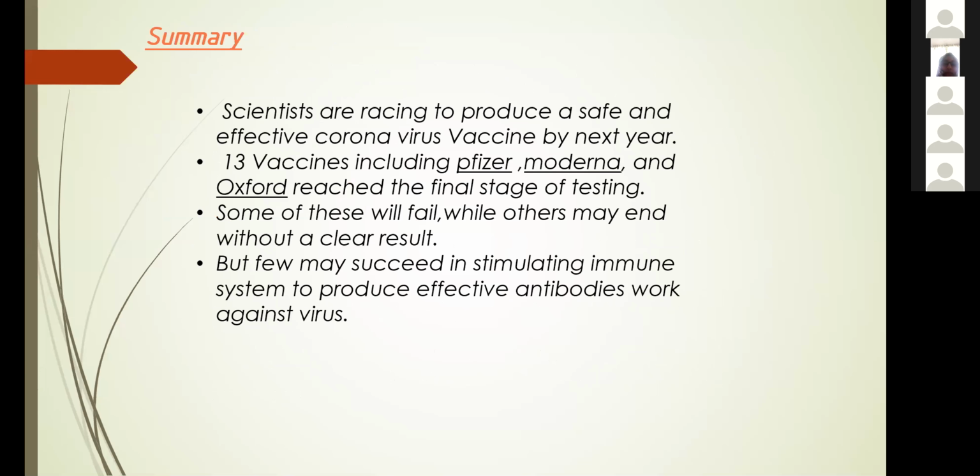Summarizing the topic, scientists are racing to produce a safe and effective coronavirus vaccine by next year. 13 vaccines, including Pfizer, Moderna, and Oxford, reached the final stage of testing. Some of these will fail, while others may end without a clear result. But a few may succeed in stimulating the immune system to produce effective antibodies that work against the virus.